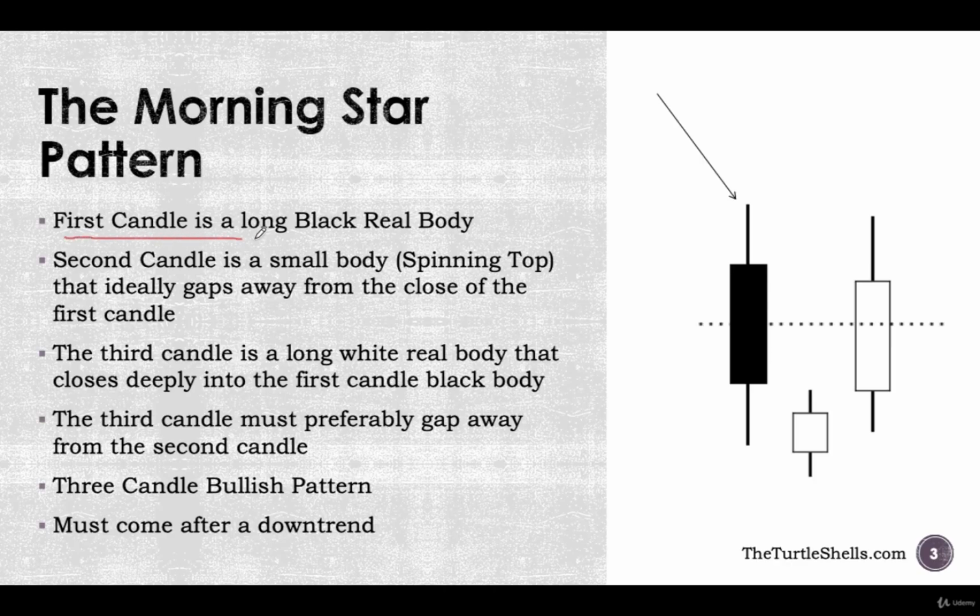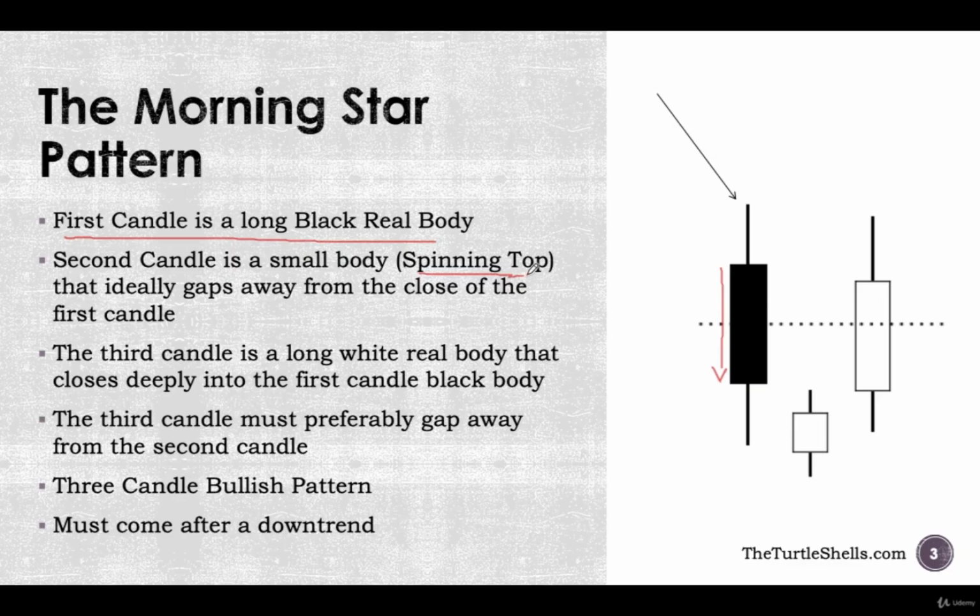So the first candle is a long black real body. It must be a long black real body. The second candle is a small body, which is called a spinning top, that ideally gaps away from the close of the first candle. This small real body can be white or black, and it must gap away from the prior candle, which means that the bodies should not touch, but if the shadows are touching, that is fine. So that's the second candle, a small real body. It can be white or it can be black.